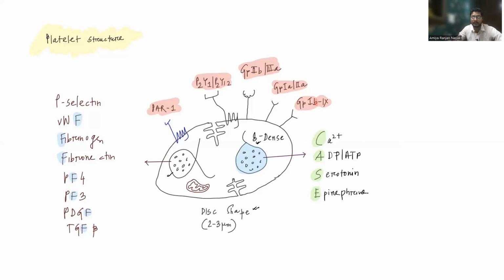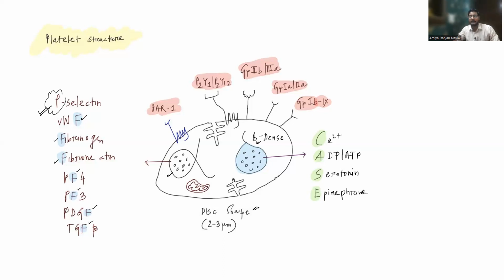Okay. So how will you remember? If you just remember delta granule, that is enough. Rest all the things will be produced by the alpha granules. But if you want to remember the alpha granule contents, these are all F. So von Willebrand factor, fibrinogen, fibronectin, platelet factor 4, platelet factor 3, platelet derived growth factor, TGF, that is transforming growth factor beta. So all the Fs, all the factors, and P-selectin. This is extra that you have to remember. So P-selectin and all the Fs are secreted by the alpha granule. Okay. So these are about the granules.